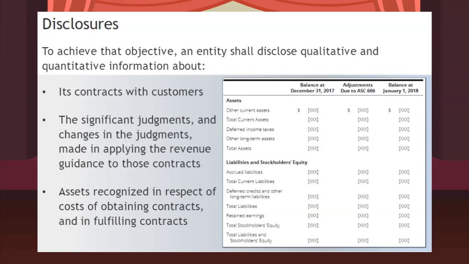The objective of the disclosure requirements in ASC 606 is for an entity to disclose sufficient information to enable users of financial statements to understand the nature, amount, timing, and uncertainty of revenue and cash flows arising from contracts with customers. To achieve that objective, an entity shall disclose qualitative and quantitative information about all of the following: its contracts with customers, the significant judgments and changes in the judgments made in applying the revenue guidance to those contracts, and assets recognized in respect of costs of obtaining contracts and in fulfilling contracts.